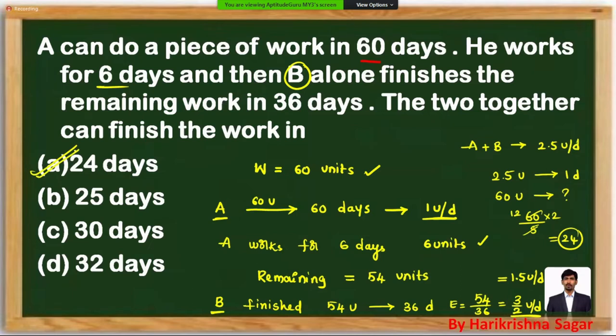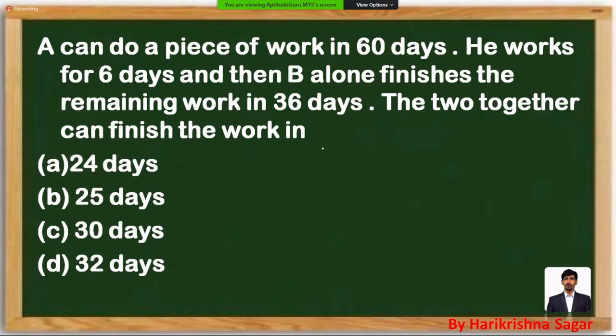So you can plug any number, my dear students. I'm plugging with 60. You can plug any number, make sure that it is giving integer values. So that's a common multiplier of all. So even if you plug with a different number, you will get the same answer. Let's start with that. So let's assume that my work is going to be 120 units. I'm just assuming my work done is 120 units.